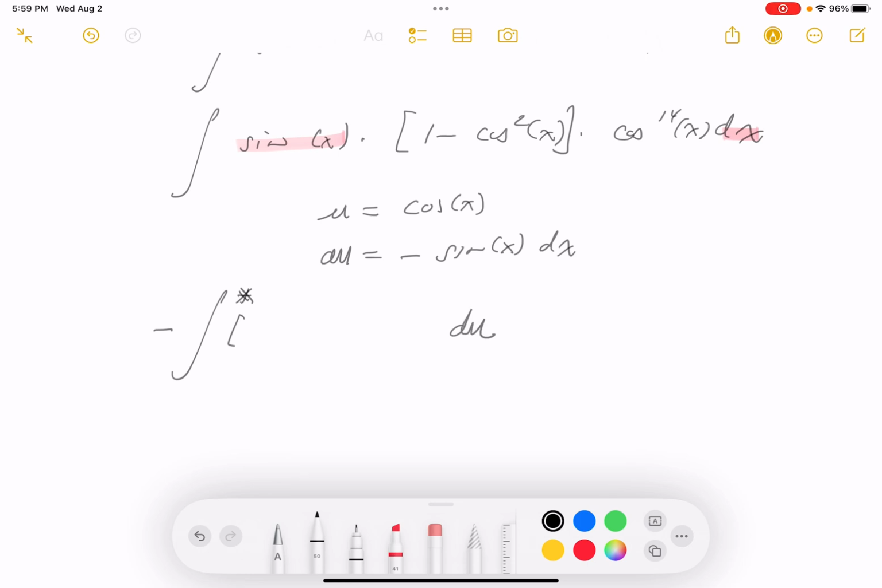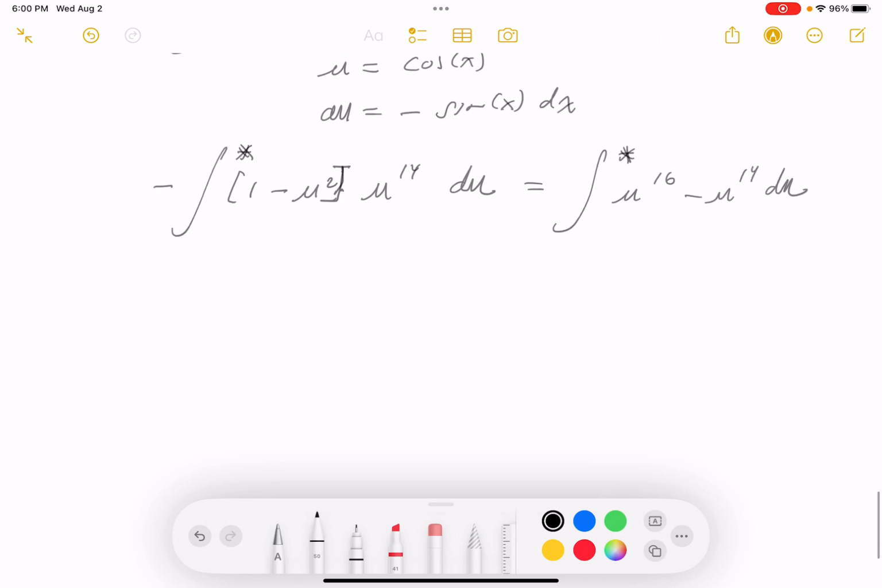Then what are you left off with? 1 minus cosine squared. Well, it's going to be 1 minus u squared. Then you get cosine to the 14th power, which is u to the 14th power. Let's go through this. I'm going to simplify the integrand. And you would get, let's see, u to the 16th, because again, u squared times u to the 14th is u to the 16th, minus a plus, and then minus u to the 14th du. I can integrate that.